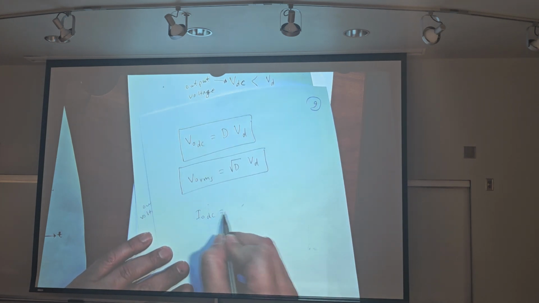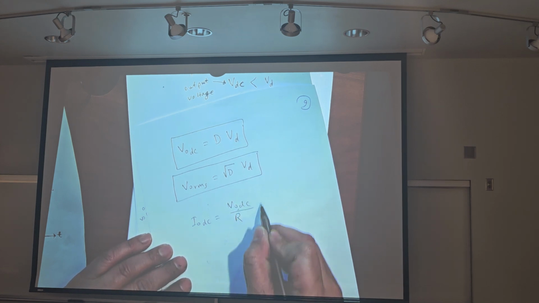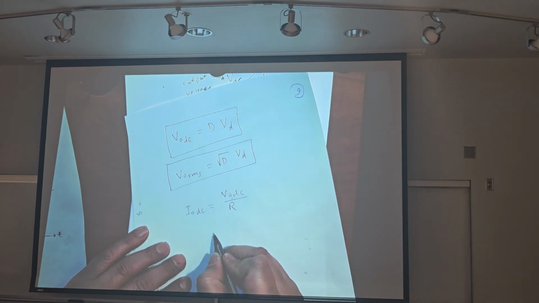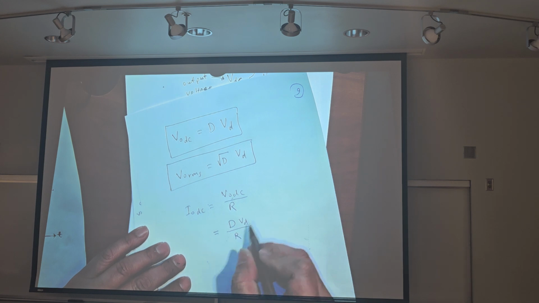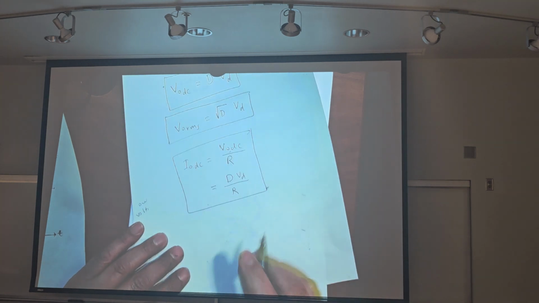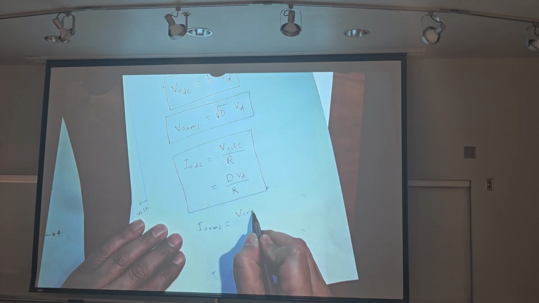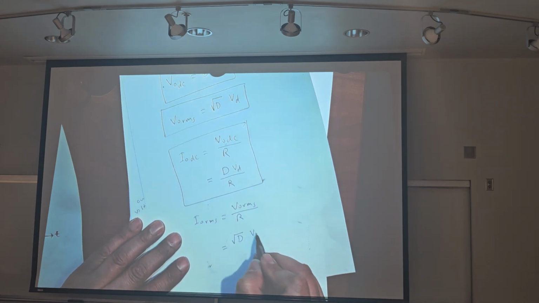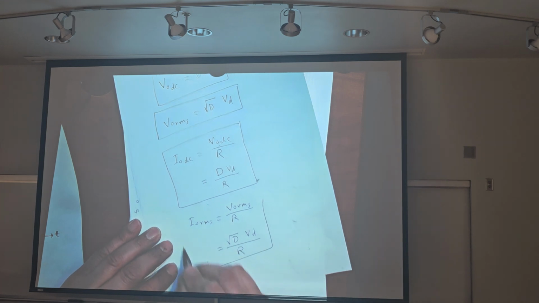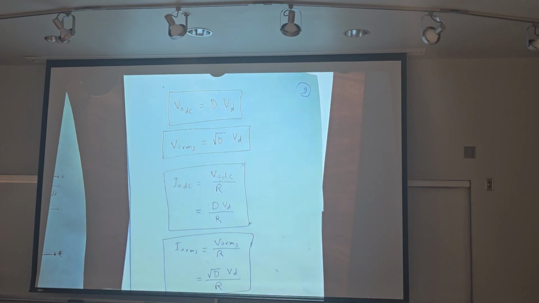I out DC equals V out DC over R, or equals dVd over R, and I out RMS equals V out RMS over R, or equals square root of dVd over R.